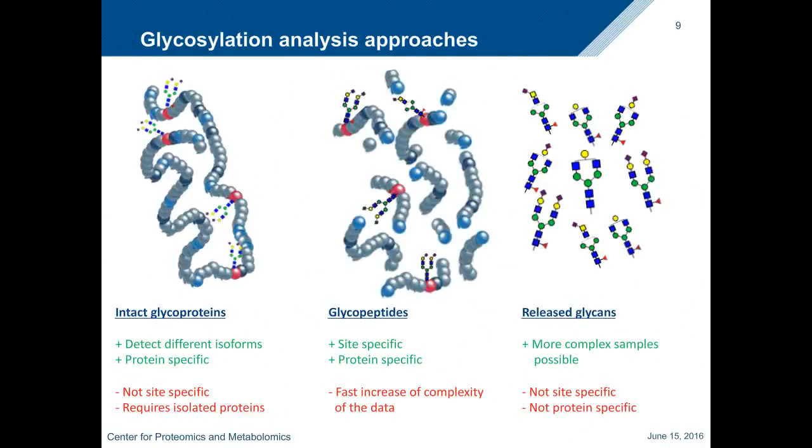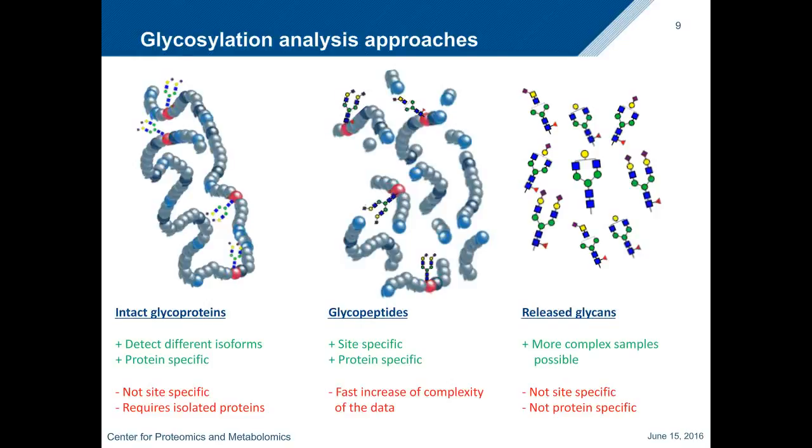So as a summary, how can you analyze glycosylation? We can have 3 different approaches. We can do intact, where you can detect the different isoforms. It's really protein specific. However, it's not site specific, and you really need to have an isolated protein. For glycopeptides, you gain the information about site specificity and protein specificity. However, you need to take into account that you have a fast increase of the complexity of your data, and it can take some time to really go in-depth in your data.